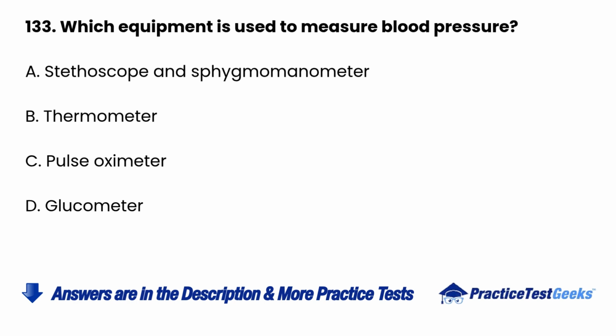133. Which equipment is used to measure blood pressure? A. Stethoscope and sphygmomanometer. B. Thermometer. C. Pulse oximeter. D. Glucometer.